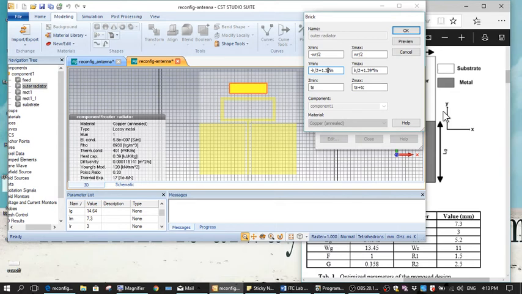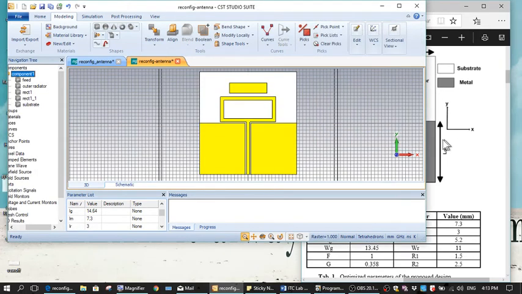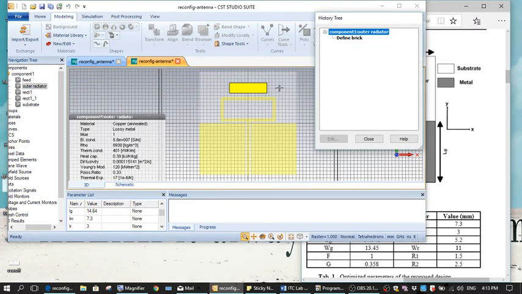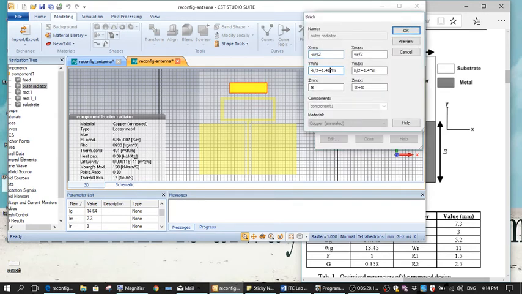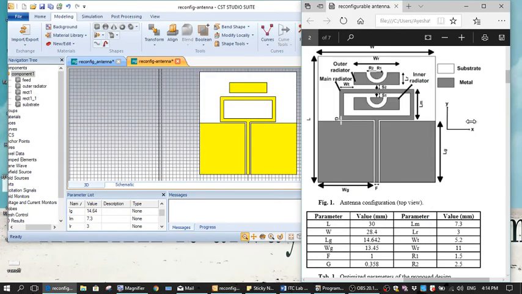Okay, let's make it 1.4. And preview. Maybe this is fine now. Still we will keep on moving it. Now let's give it a value of 1.42. Preview it. Okay, maybe this is now satisfying. So it seems satisfying now.